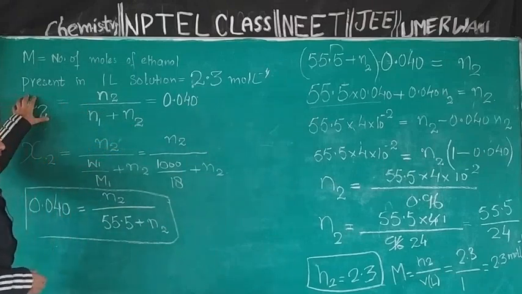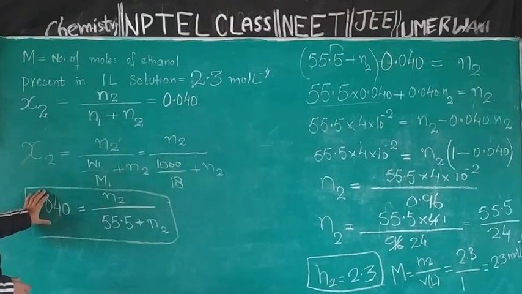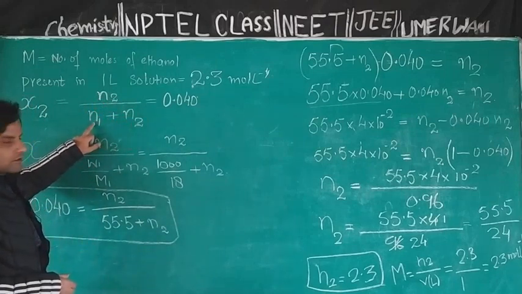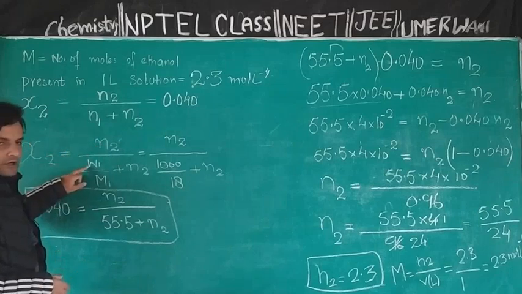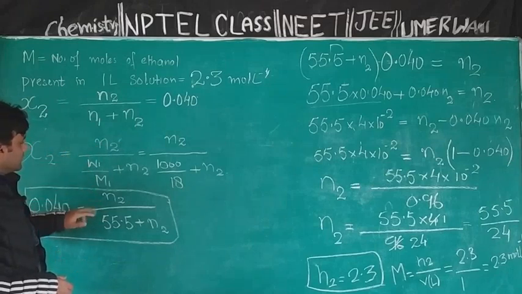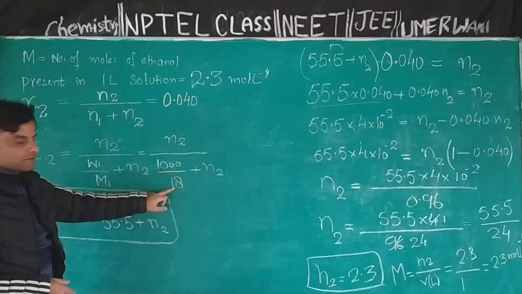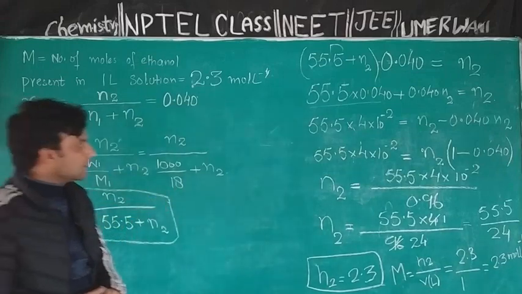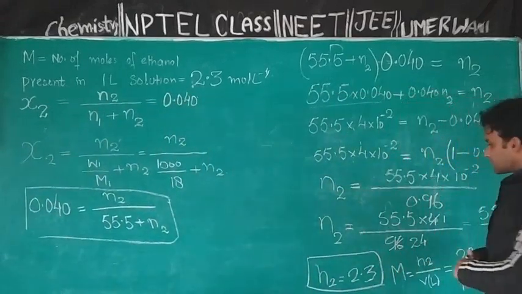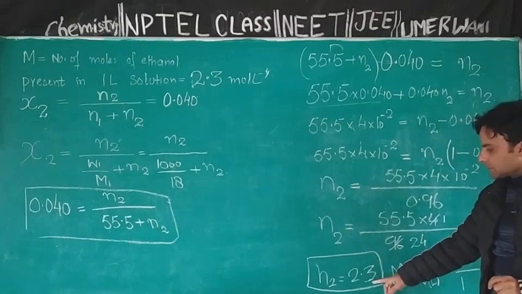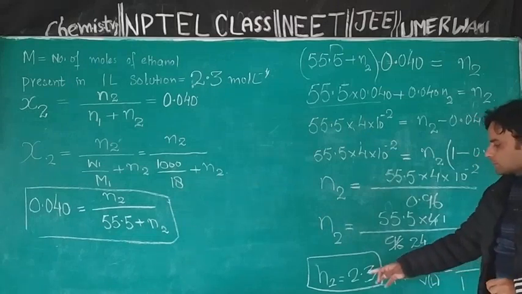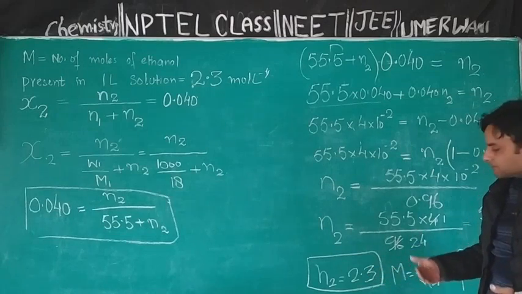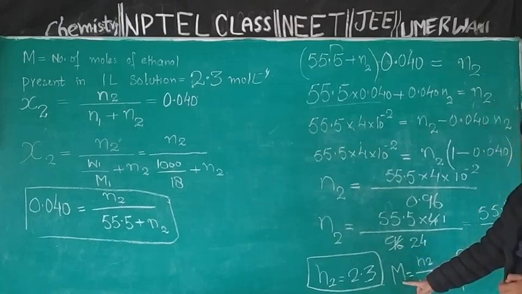This mole fraction of solute ethanol was given 0.040. Number of moles of solute I had to determine, N2 I had to determine, N1 I know, because I know available mass of solvent water is 1000 gram and molar mass of water is 18. I first got this equation, and this mathematical equation I solved for N2, and I got value of N2, number of moles of solute present in 1 liter of solution, equal to 2.3. Now I said that 2.3 for me is the number of moles of solute ethanol present in 1 liter of solution, that is molarity of solution.